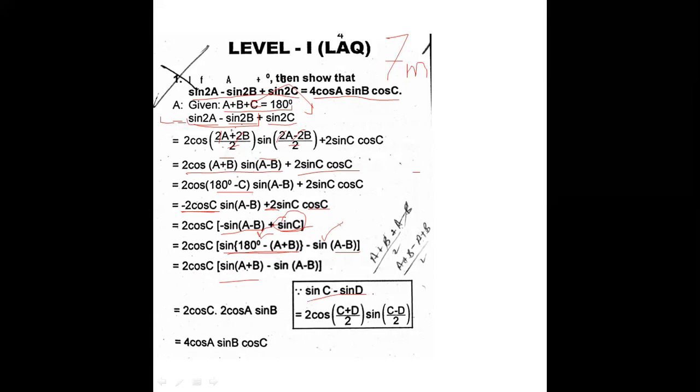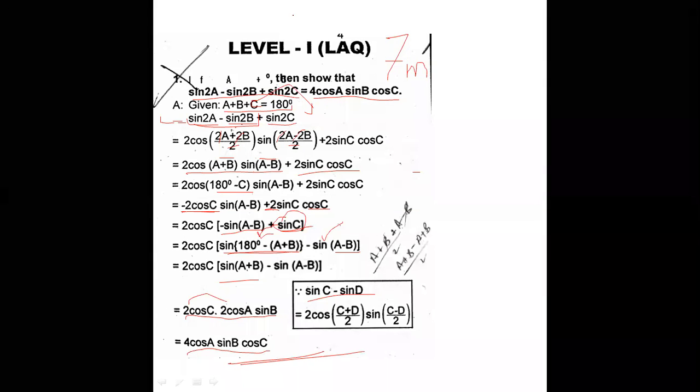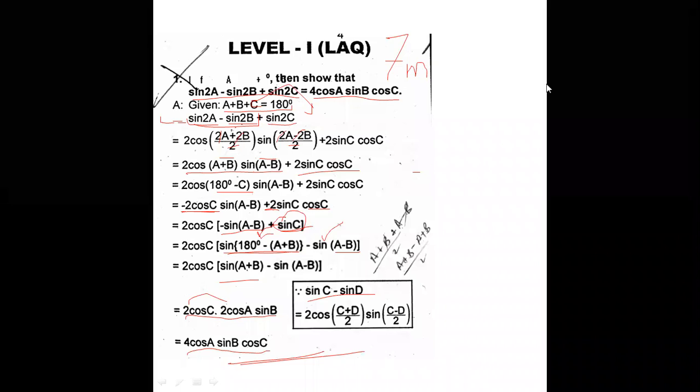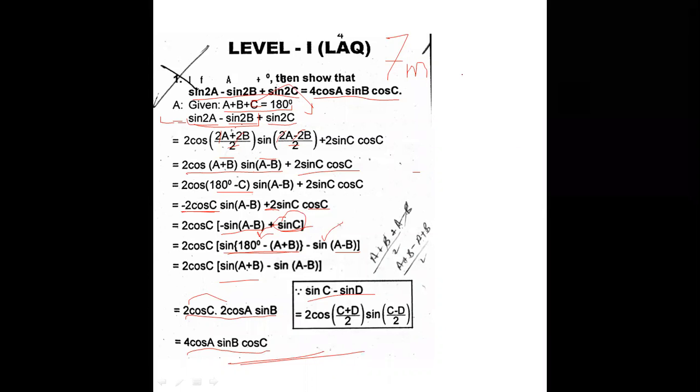Now 2 cos C times (sin (A plus B) minus sin (A minus B)). Again we can apply the sin C minus sin D formula. 2 cos (C plus D) by 2 sin (C minus D) by 2. You will get it as 2 cos A sin B. 2 into 2 is 4. So 4 cos A sin B cos C. Practice this question as many times as you can, because each question carries how many marks? Each question carries 7 marks. So it means it's highly important.